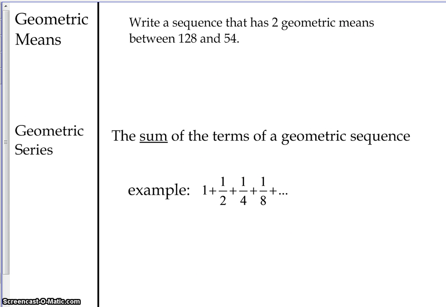So now we're going to talk about geometric means. Well, a geometric mean, if you remember from an arithmetic mean, it's just a spot. It's just a spot in there.